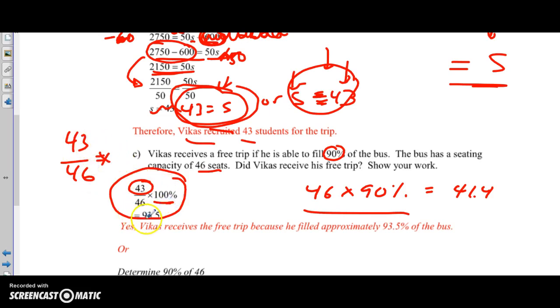So you get this as a decimal as 0.935 times 100 is 93%. 93 is bigger than 90. Either way, Vicus is good.